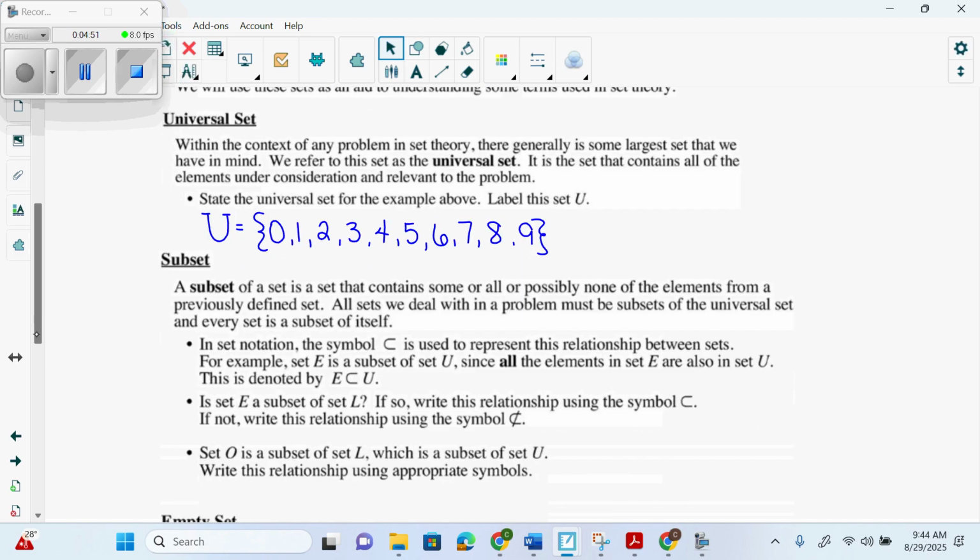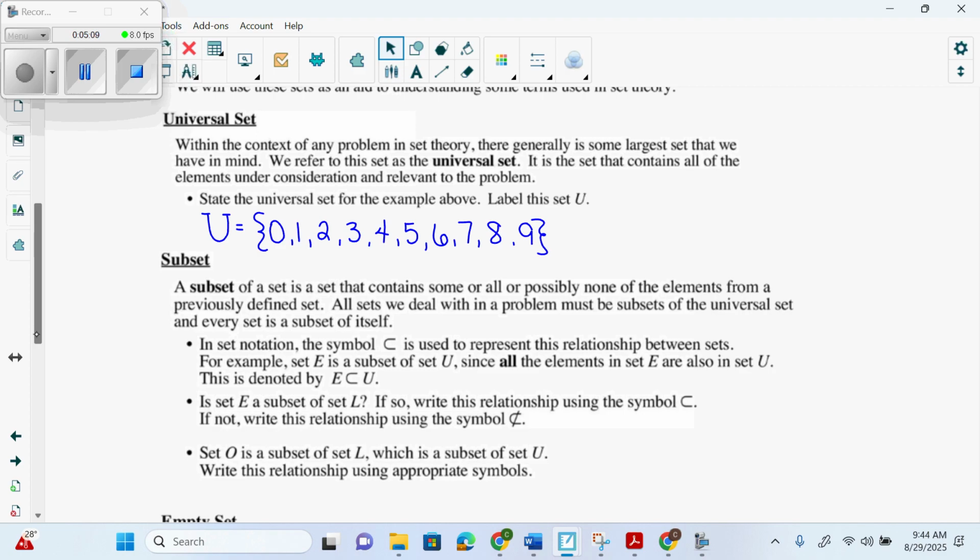Subsets are represented by this symbol, this kind of sideways U. And it's shown here, if you look at your formula sheet. I'm going to give you guys one on Monday. They're bright orange. You can have them in a plastic sleeve.